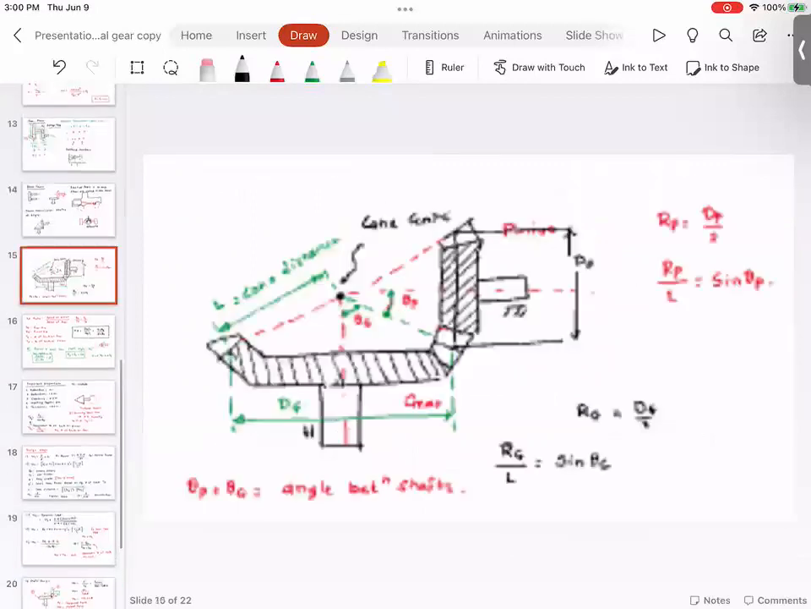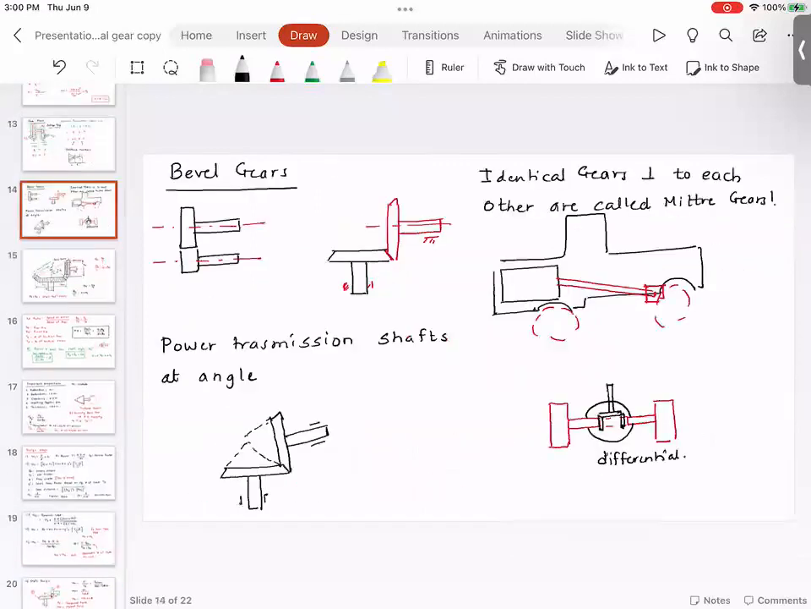So before I attempt the problem, I just want to give you a quick overview. Bevel gears are used when the shafts are at an angle. They don't really have to be perpendicular; they can be at some non-perpendicular angle. A classic example of application is in the differential. If two bevel gears are of the same size, then they are called miter gears.